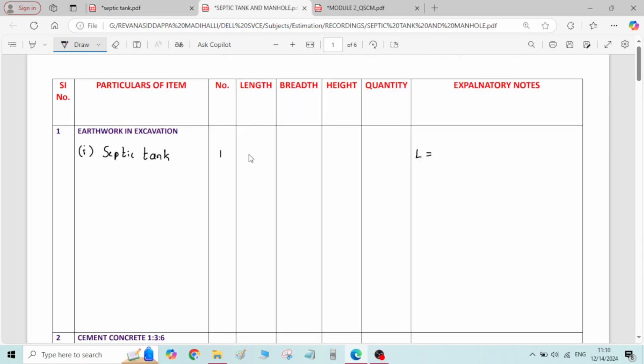Length L is equal to 2 plus 0.4 plus 0.4, which is 2.8 meter. Width B is equal to 0.9 plus 0.4 plus 0.4. So how much will it be? 1.7 meter. So the length is 2.8 meter, and in terms of meter, the width is 1.7 meter.